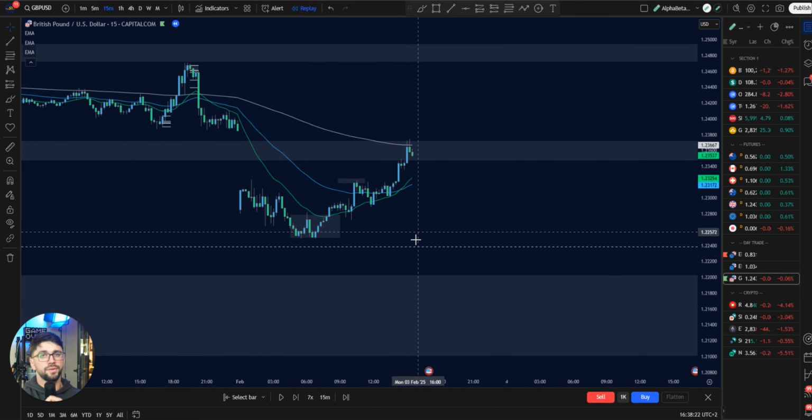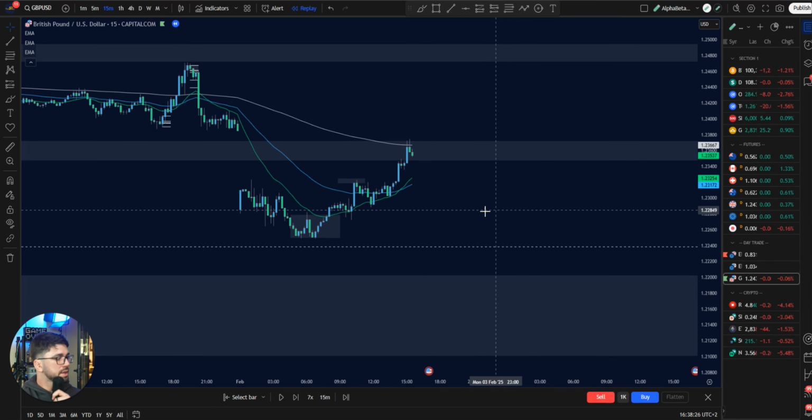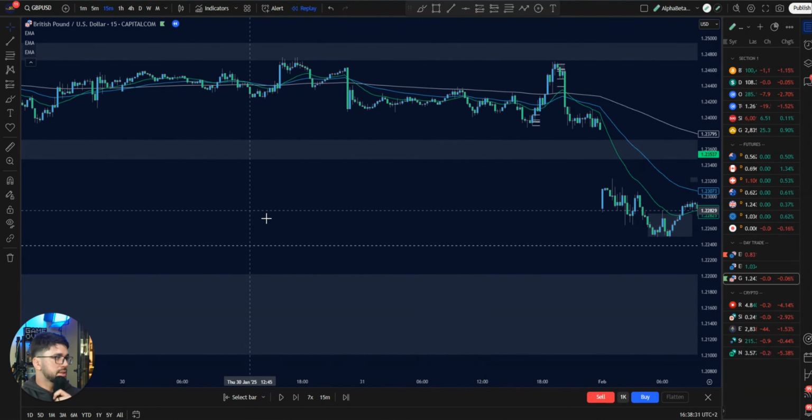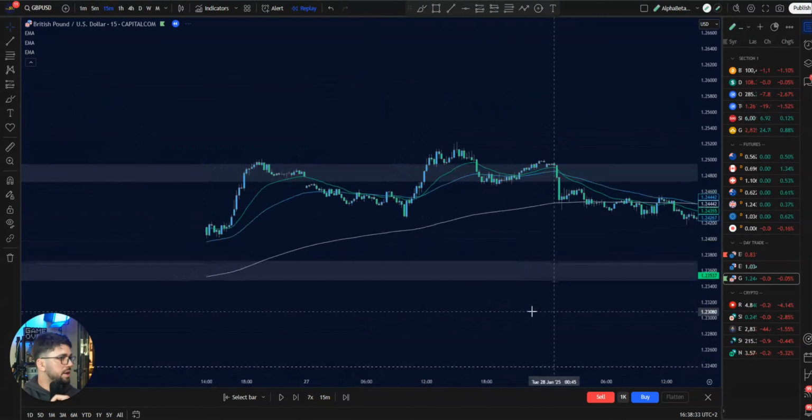I didn't catch that move because I only got out on the 5 minute. I left a lot of money on the table by doing that. But there you can see that is the basics of the technique. Now let's see if we can find another example here.